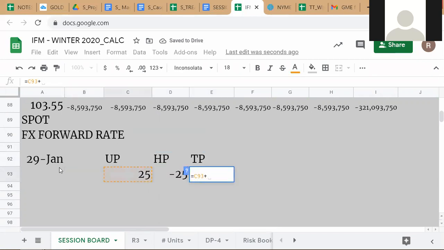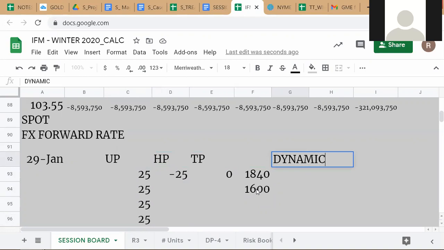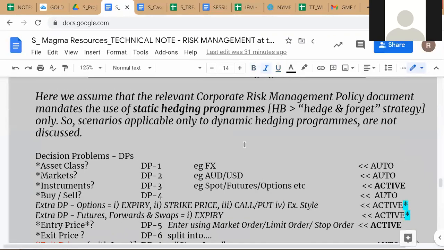Initially, when you sold at 1840, hedged at 1840, the TP is zero. Now, when the price goes to 1600, this always remains the same, so this 25 was always the same. Let's assume that for all scenarios it's the same. This is a dynamic hedging program we're talking about.